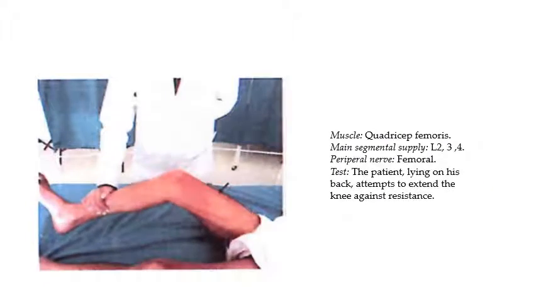Quadriceps femoris receives supply from L2, 3, and 4, and the peripheral nerve is the femoral. The patient is asked to try to extend the knee against resistance.